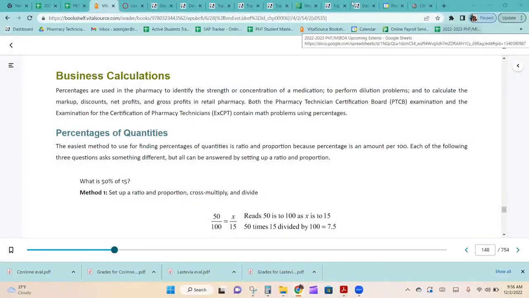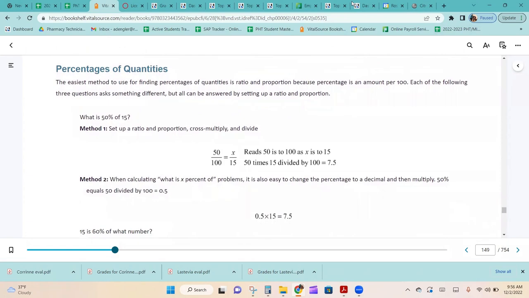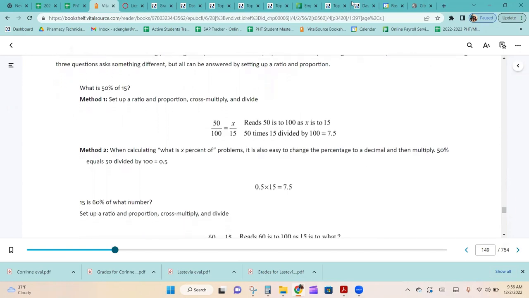Percentages are used in the pharmacy to identify the strength or concentration of a medication, to perform dilution problems, and to calculate the markup, discounts, net profits, and gross profits in retail pharmacy. Both the Pharmacy Technician Certification Board examination and the examination for the certification of pharmacy technicians contain math problems using percentages. The easiest method to use for finding percentages of quantities is ratio and proportion, because percentage is an amount per 100. Each of the following 3 questions ask something different, but all can be answered by setting up a ratio and a proportion.